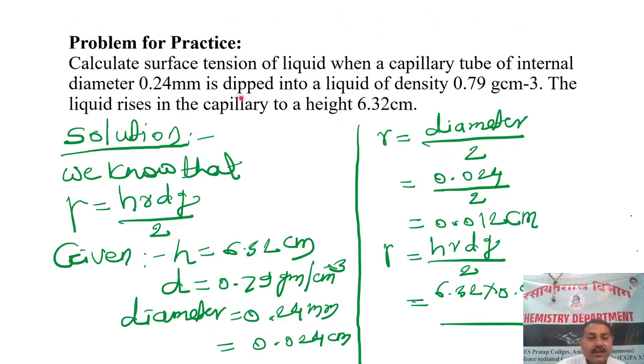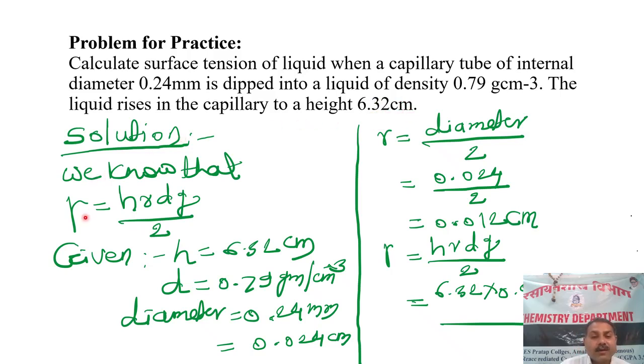Then we will see some problems also asked in the exam. So what are the problems on surface tension? Calculate the surface tension of the liquid when a capillary tube of internal diameter 0.24 millimeter is dipped into a liquid of density 0.79 gram per cm cube. So the liquid density D is given as 0.79 gram per cm cube. The liquid rises in the capillary to a height of 6.32 centimeter. So the height of the liquid rise in the capillary, H, is 6.32.